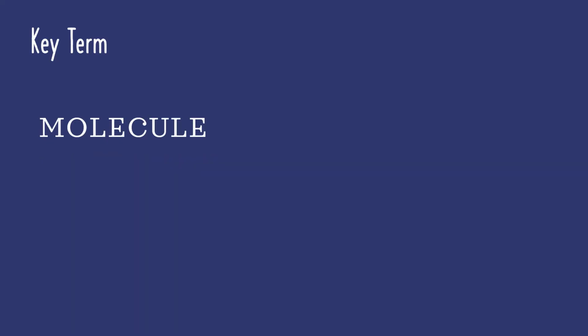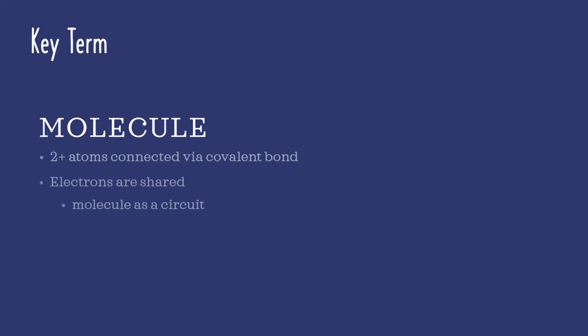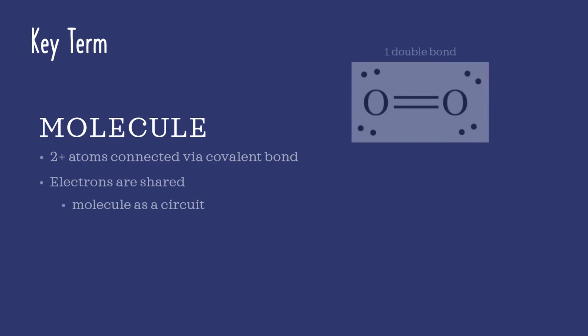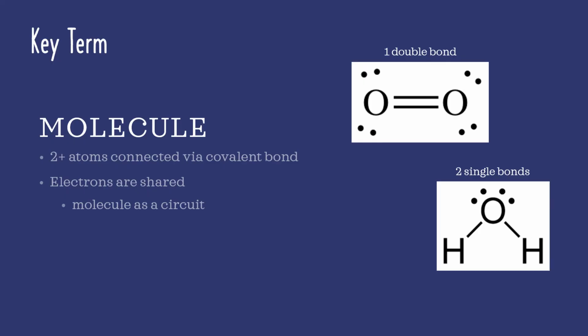Whereas ionic bonds create ionic compounds, covalent bonds create molecules. A molecule is a chemical structure comprised of two or more atoms connected via some combination of polar and/or nonpolar covalent bonds, and thus the atoms involved share electrons. Here you can see molecular oxygen connected by one double bond, and below it you can see a water molecule connecting an oxygen to two different hydrogens. So water contains two single bonds. Electrons move around within molecules, similar to moving through an electrical circuit.